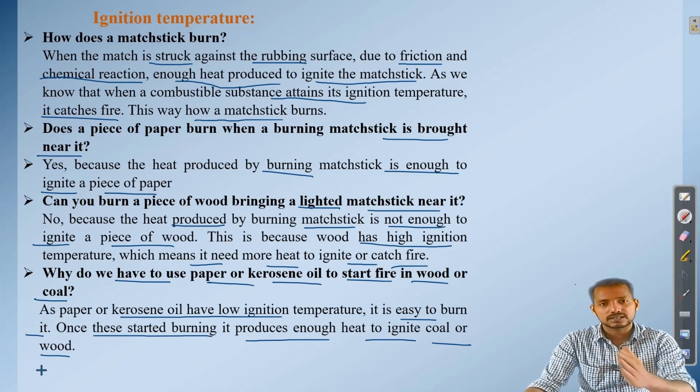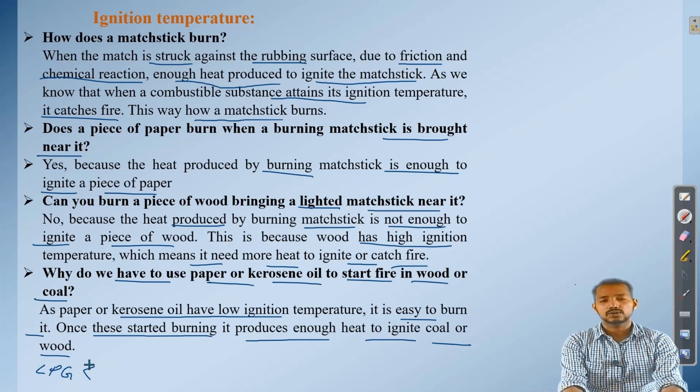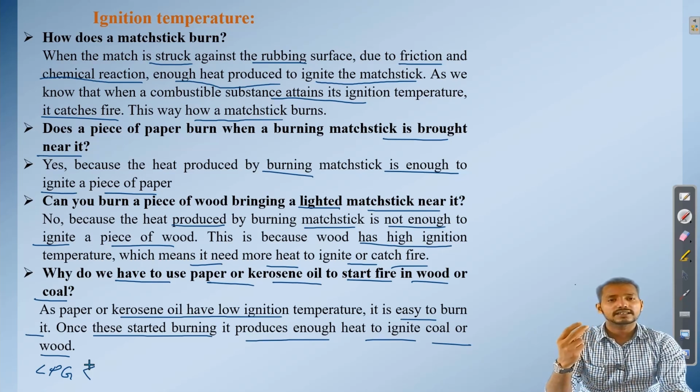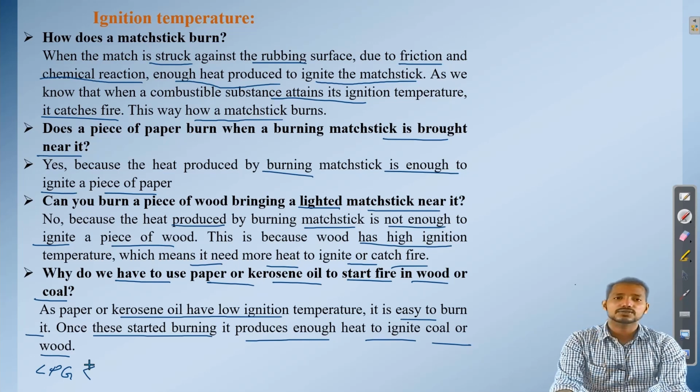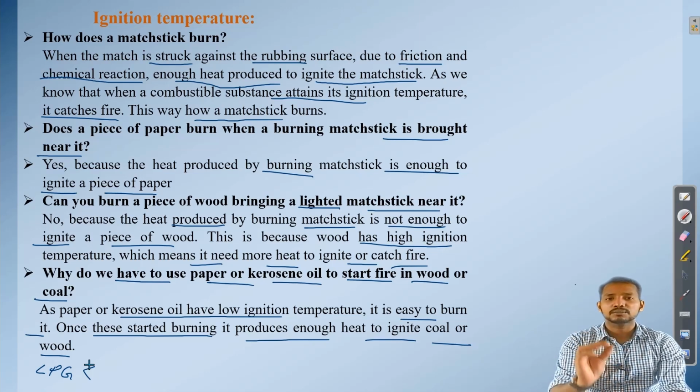If we are going to list some substances, we can say LPG. LPG has the lowest ignition temperature among the substances we see around us. Because we know that to burn LPG in the stove, what do you do? We just light the lighter. A small spark is produced in the lighter for a fraction of a second. That spark is enough to ignite LPG. That means the ignition temperature of LPG is very low.